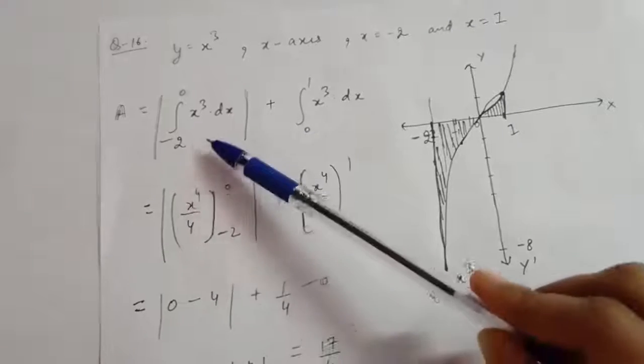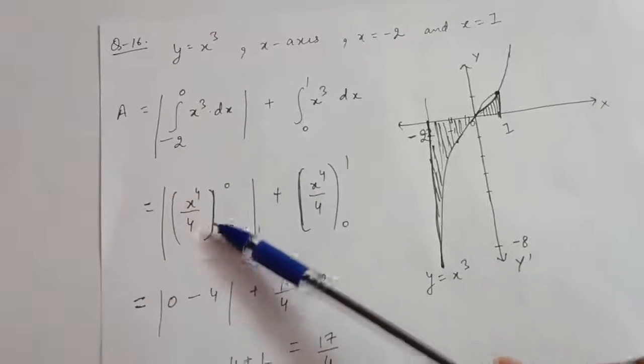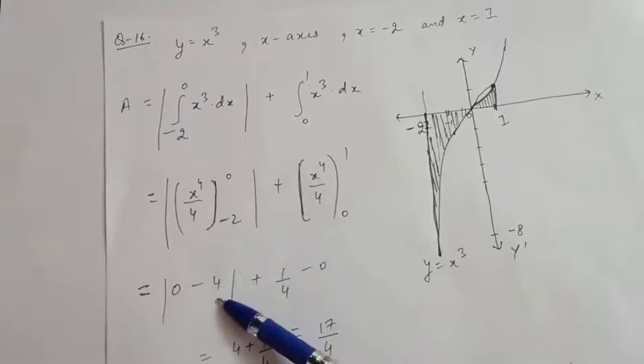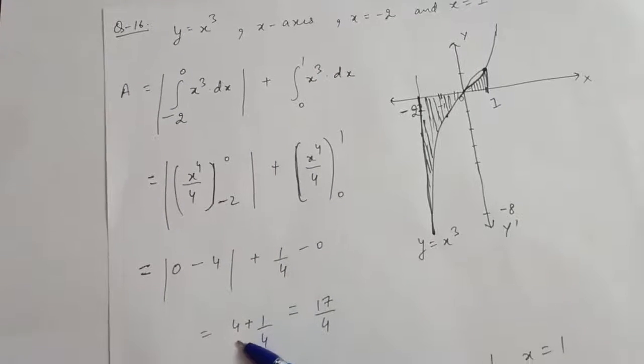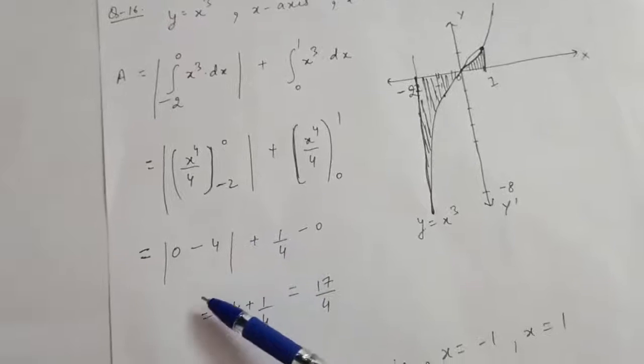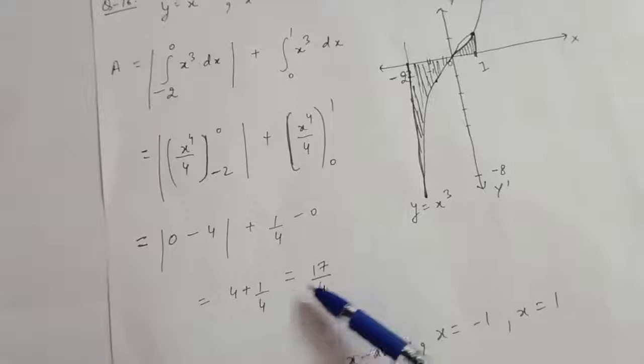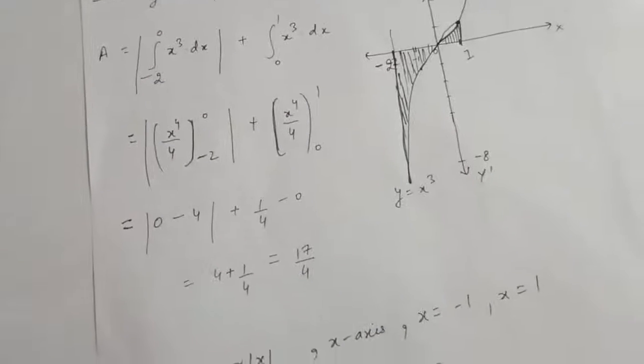Now integral of x cube is x raised to the power 4 upon 4. Put these limits, you will get -4, which will be treated as 4 only because we will take the absolute value, and after putting these limits you will get 1 by 4. So the answer will be 17 by 4.